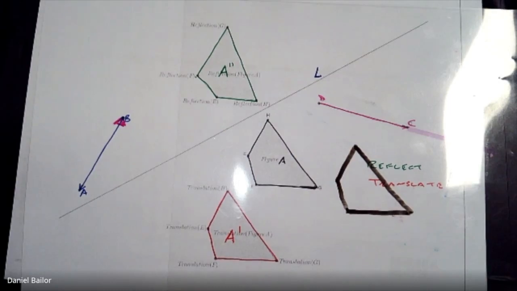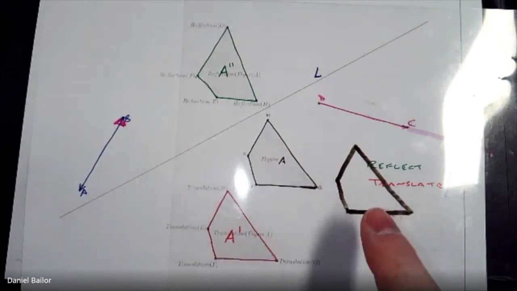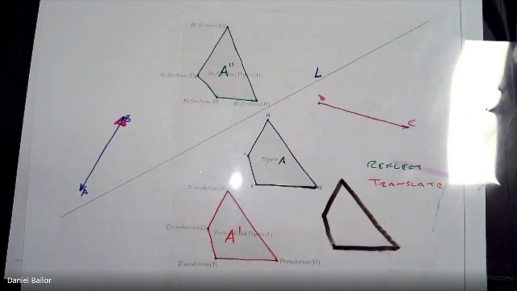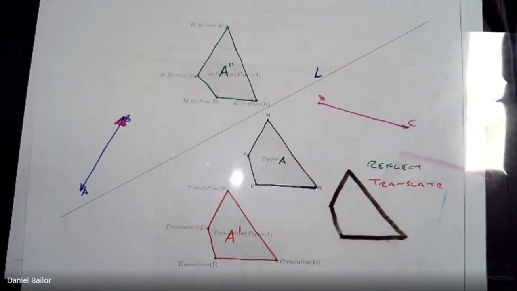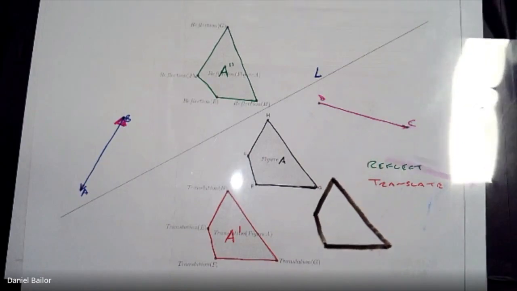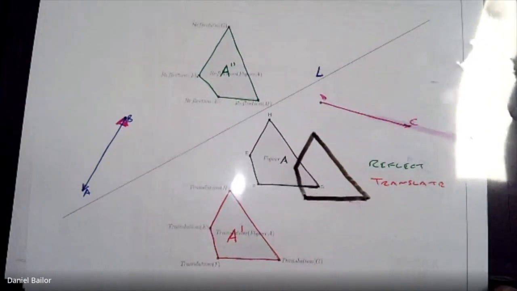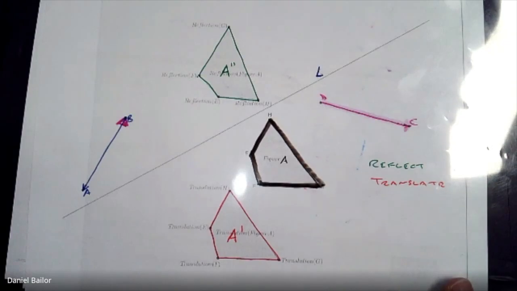Just looking at this, does it look like BA will move this back? If I follow BA, I'm sliding this way. That's not moving it back where it was. Following BA does not fix it and move it back. To move it back, I have to go backwards with CD. BA will not help me fix it.